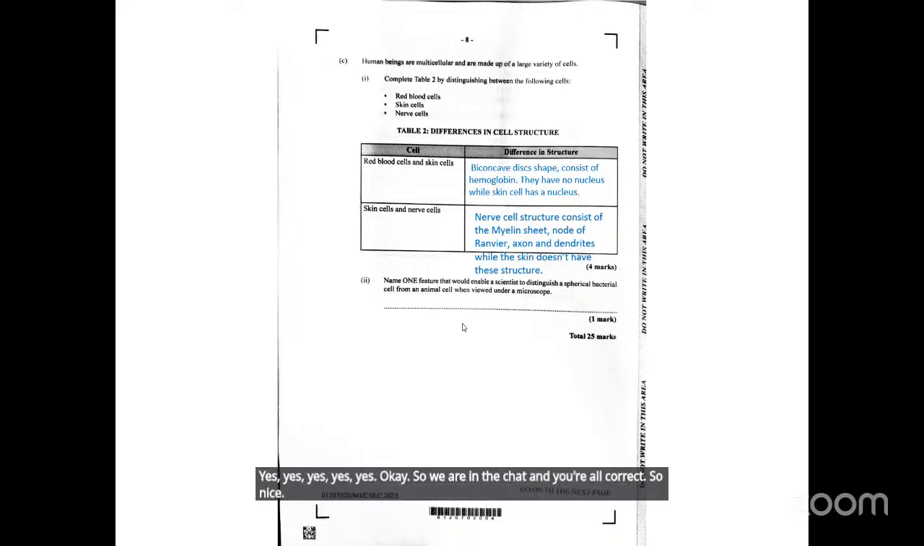The bacterial cell would have a flagellum, while the animal cell would not. Nice answer, sir. What else? The bacterial cell will have the capsule and the animal cell will not? Yes, all correct. So we are in the chat and you're all correct also. Nice. One will have a nucleoid and one wouldn't. Nice. All right.